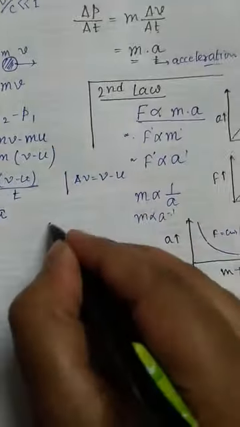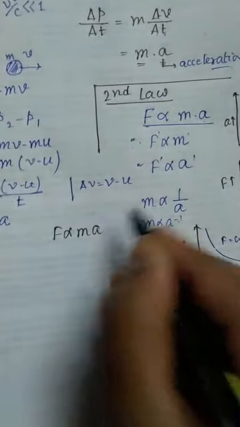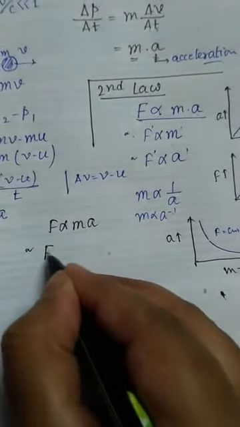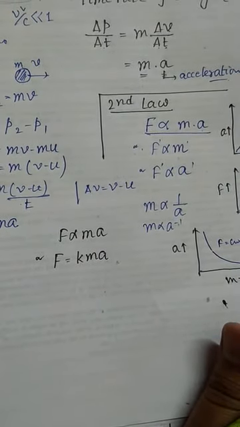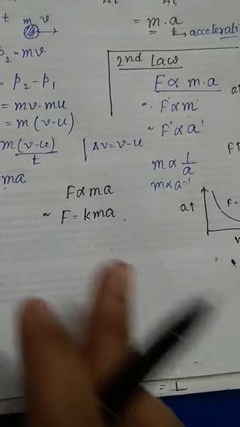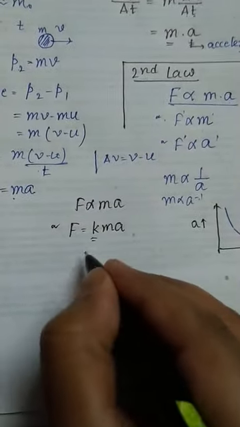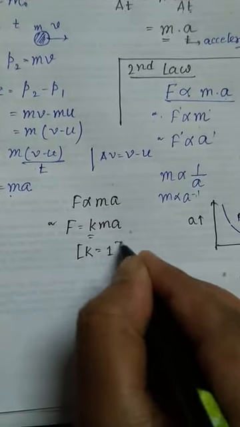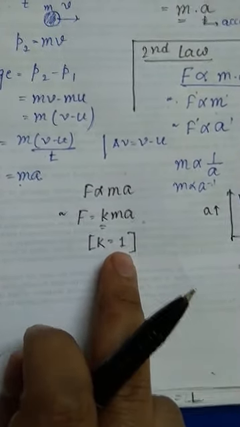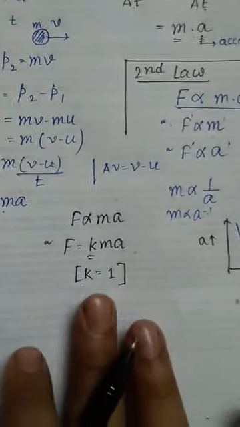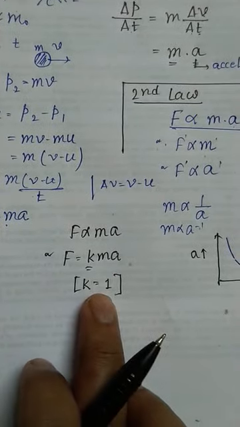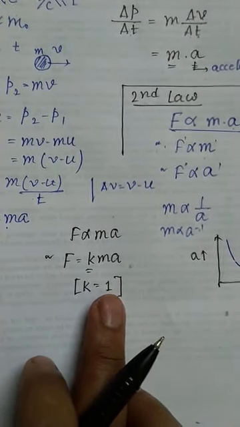Now from this equation we have got F is proportional to ma, so we must bring a constant, so F equal to k into m into a. Now we shall take this proportionality constant k as 1. This is a value calculated actually, but we shall take here k equal to 1.